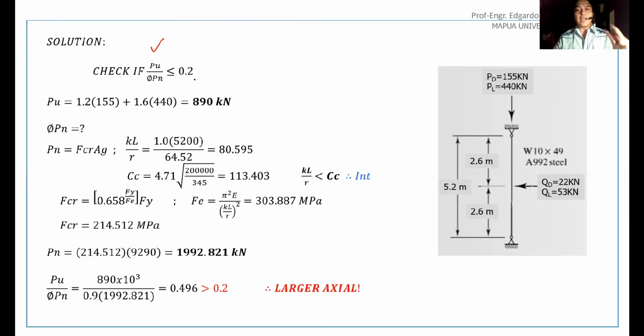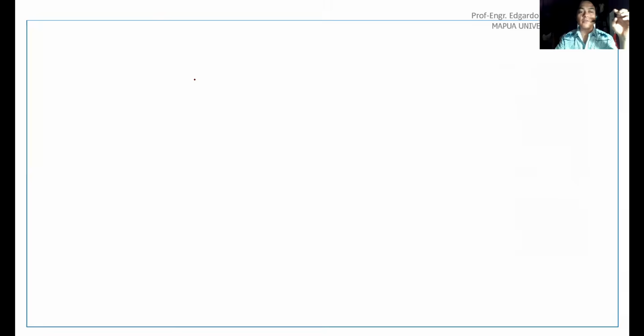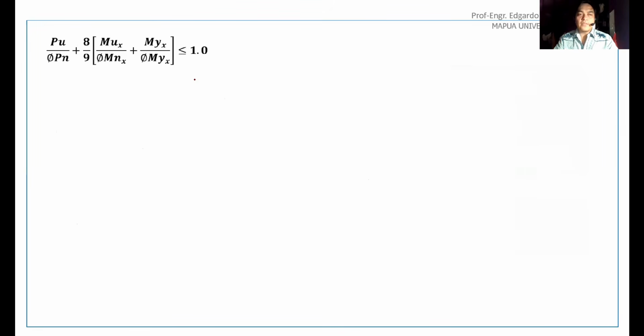So larger axial na. What would be the interaction equation that we need to satisfy? Remember, when it is larger axial, it's more of axial. So if it is more of axial, only 8/9 of the moment is considered. So that would be the interaction equation, the 8/9. That is the interaction that we need to satisfy. The first term, Pu over φPn, we are done with that, so 0.496 is our answer there. So that is okay, so let's move on to the moment.